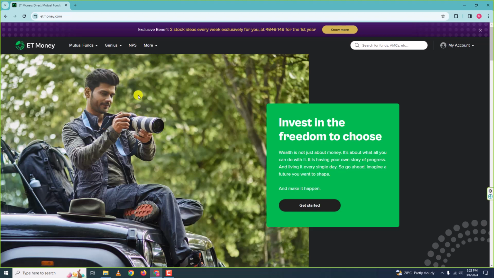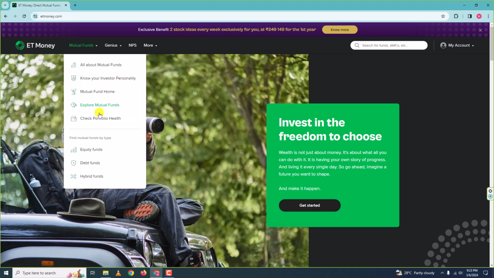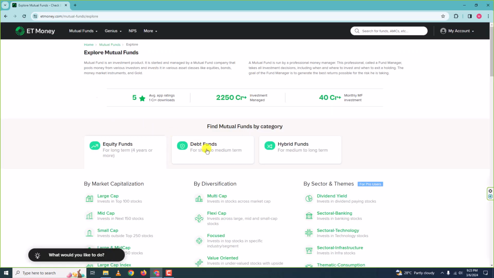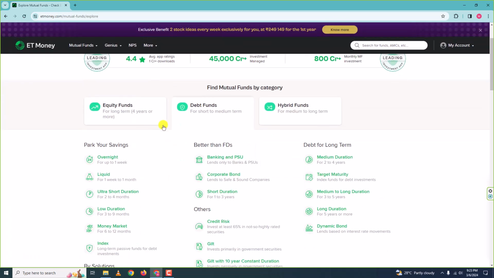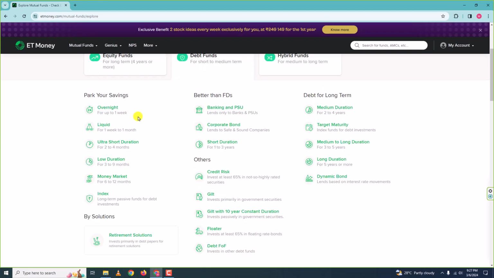Okay. Now let me go to mutual funds here. You can directly click on debt funds or you can go to explore mutual funds and click on debt funds. Okay. So I'll click here and when I click here, the different categories of debt funds will be visible. Alright. Now I will not be able to explain all the categories because I have not explained the concepts related to them, but I'll explain most of these.